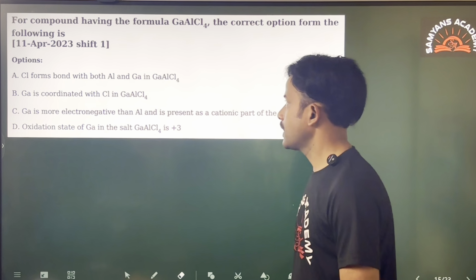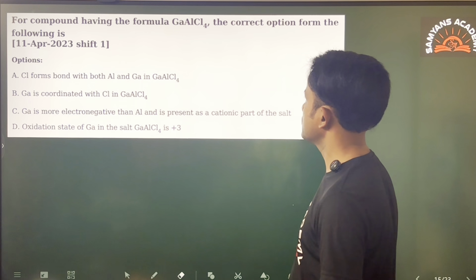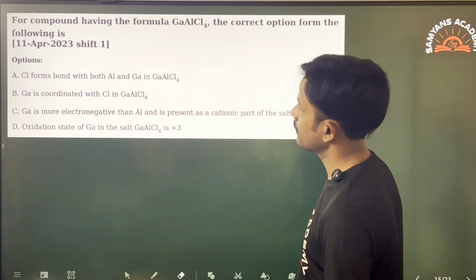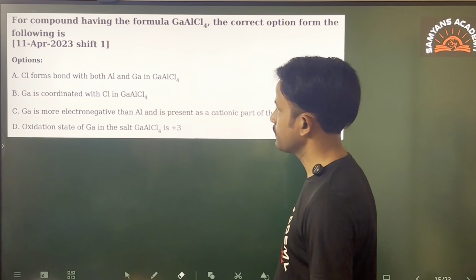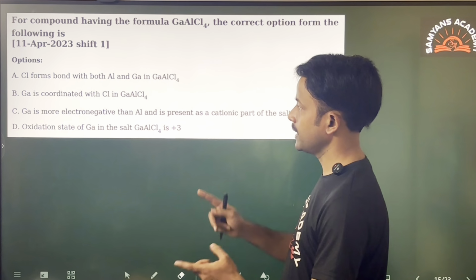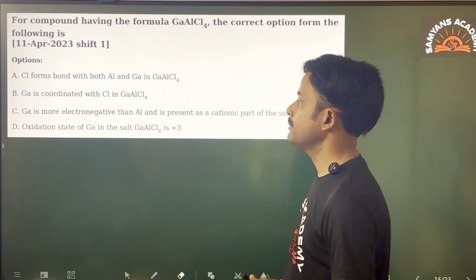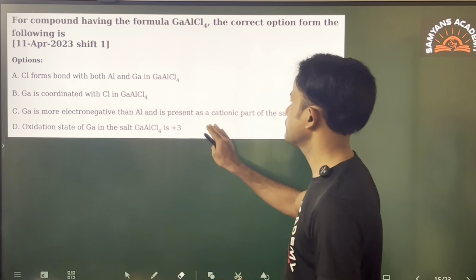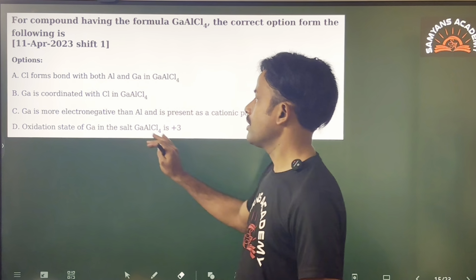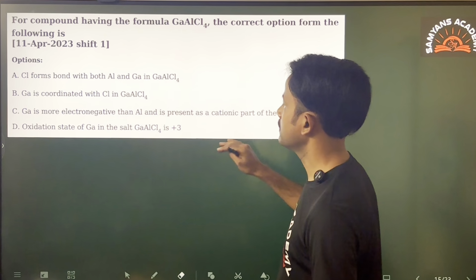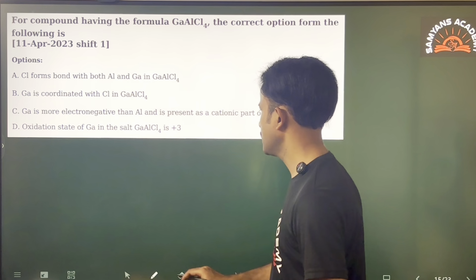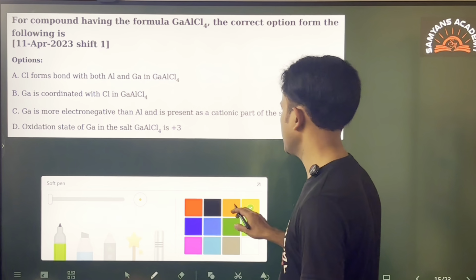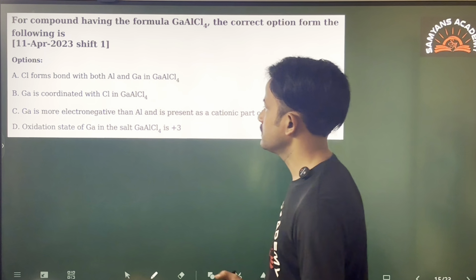For the compound having the formula GaAlCl4, the correct option from the following is: chlorine forms a bond with both aluminum and gallium in GaAlCl4; gallium is coordinated with the chlorine in GaAlCl4; gallium is more electronegative than aluminum and is present as the cationic part of the salt; oxidation state of gallium in GaAlCl4 is +3. So which one is the right option? Now you see, option C is the right answer.